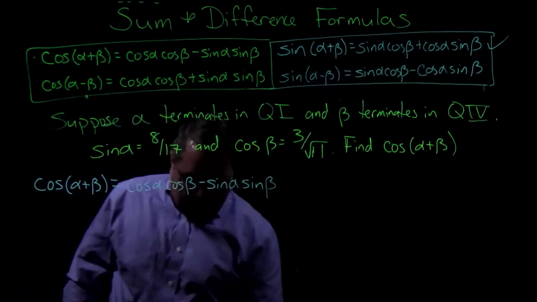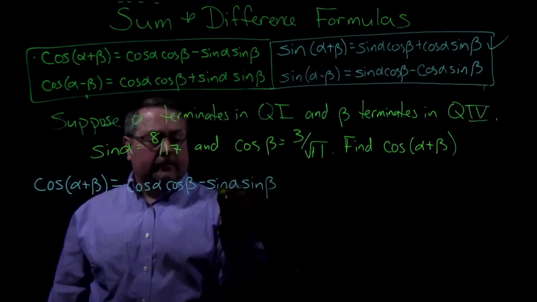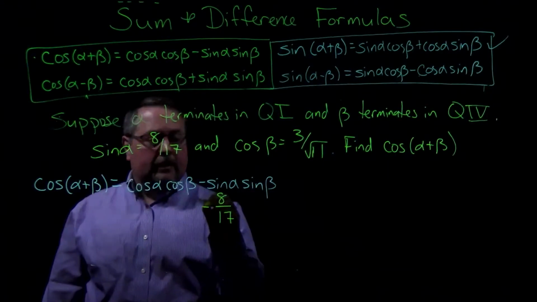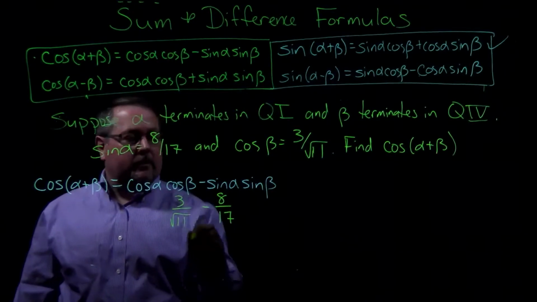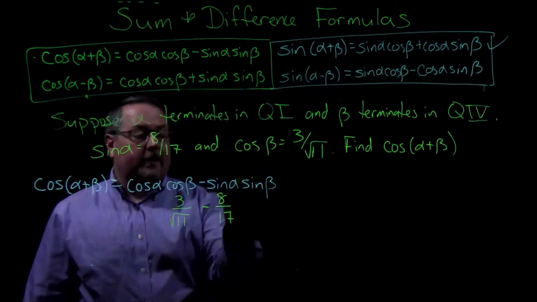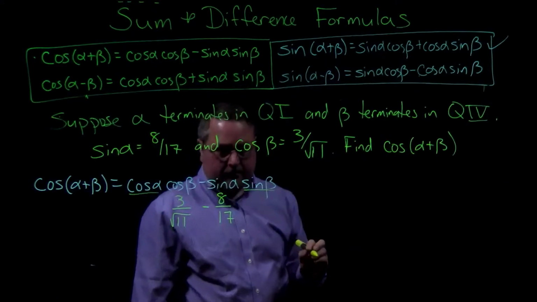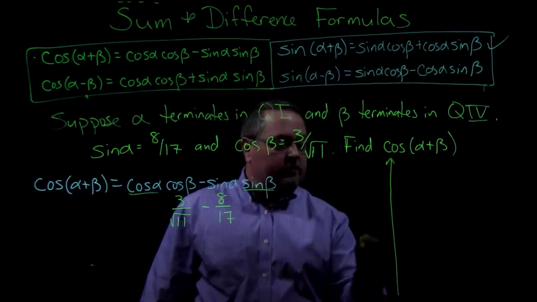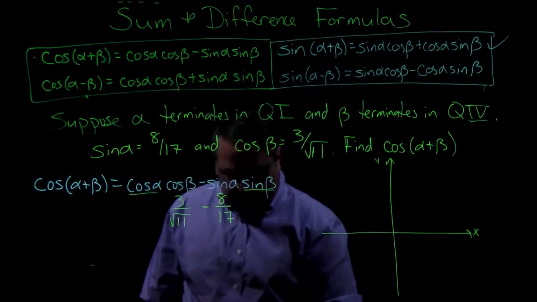Okay, and what do we know? We know right now the sine of alpha is 8 over 17, and we know cosine of beta is 3 over the square root of 11. So we've got to find cosine of alpha and sine of beta. Okay, but we can do that because we have a quadrant and we have a trig value. So let's start with the angle alpha.